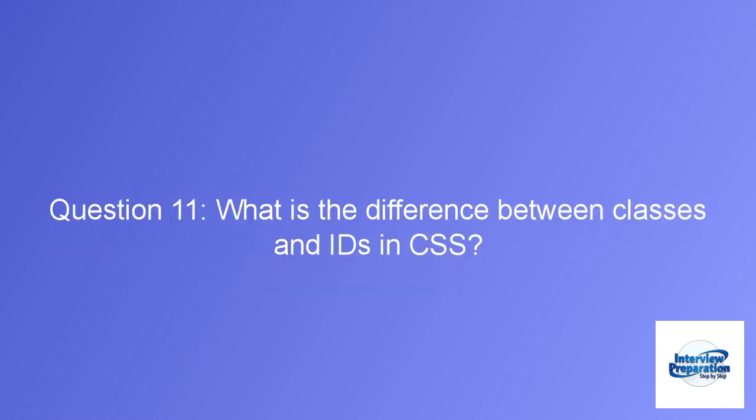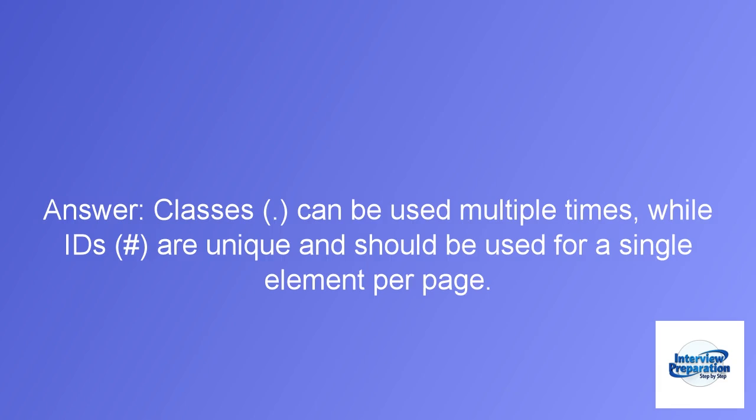Question 11. What is the difference between classes and IDs in CSS? Answer. Classes can be used multiple times, while IDs, hash, are unique and should be used for a single element per page.